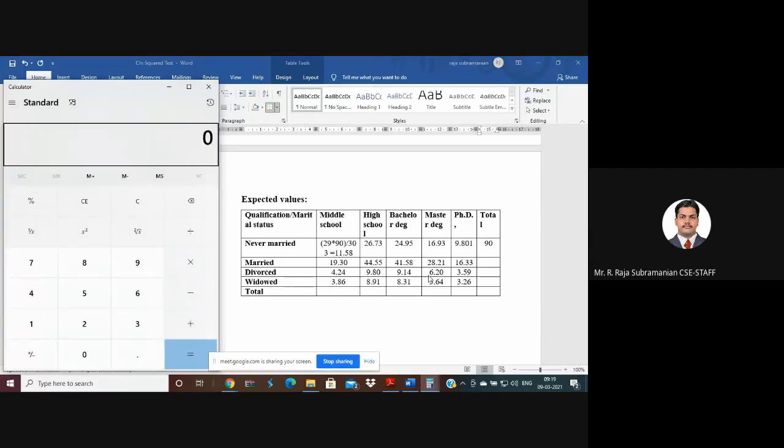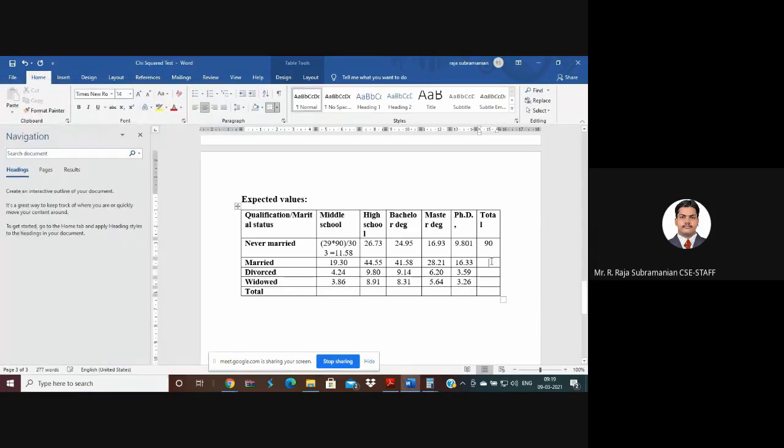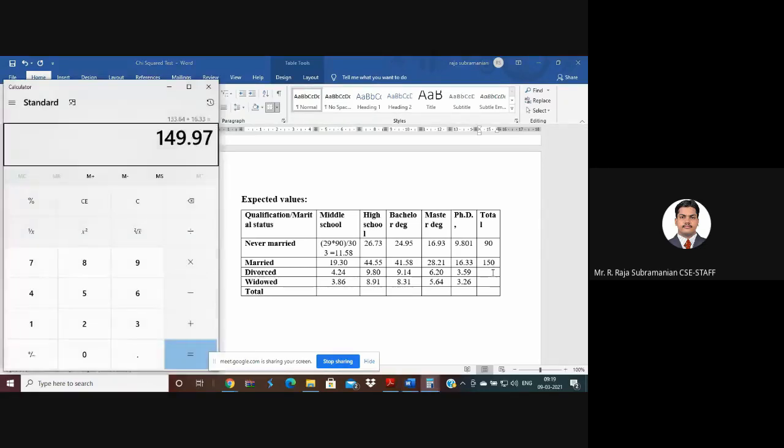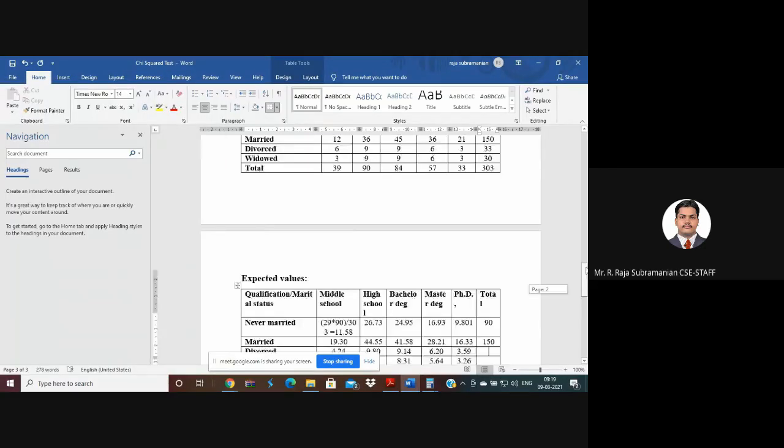Similarly, I'll just verify the next row. 19.3 plus 44.55 plus 41.58 plus 28.21 plus 16.33. I get 149.97. And what is in the observed? It is 150. Since we have decimal values here, it is rounded, right? The third row, 4.24 plus 9.80 plus 9.14 plus 6.20 plus 3.59. I get 32.97. I hope it is 33. Yes, it is 33.